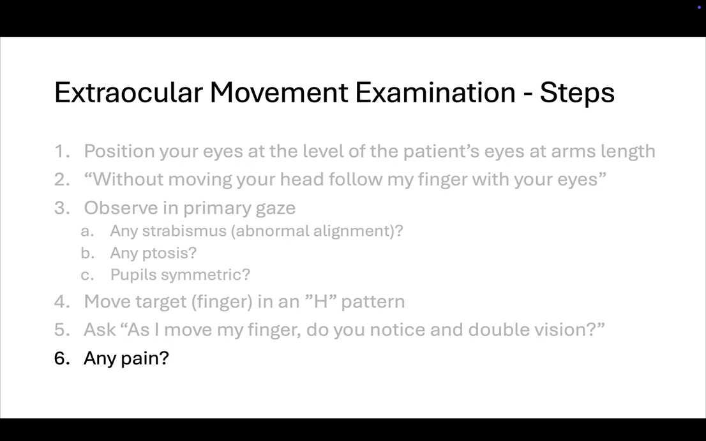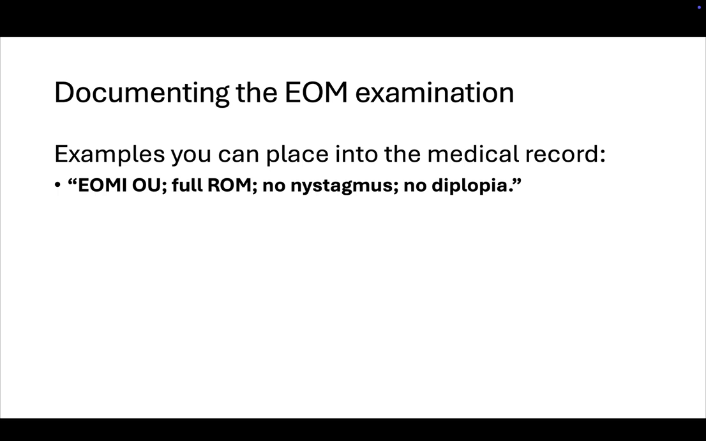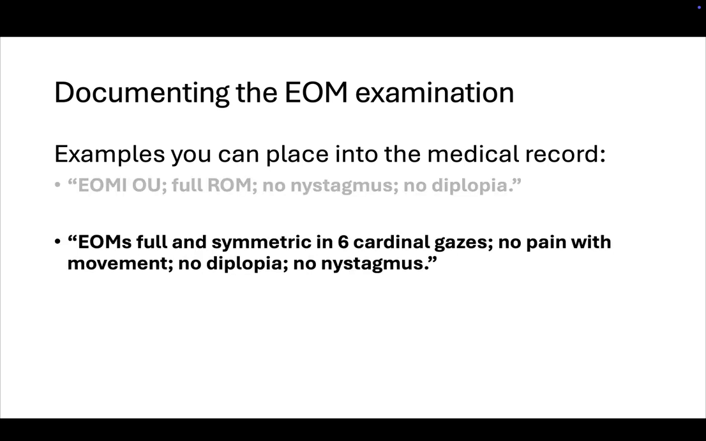Pain during this examination could represent an infection or inflammation within the orbit, thyroid eye disease, scleritis, or an orbital mass or tumor. A typical way to document a normal extraocular movement examination might be EOMI, which means extraocular movements intact, OU, or both eyes, full in all cardinal directions, smooth, no diplopia, no nystagmus, or pain. Examples you can place into the medical record: EOMI, OU, full ROM, no nystagmus, no diplopia, no pain. EOMs full and symmetric in 6 cardinal gaze, no pain with movement, no diplopia, no nystagmus.